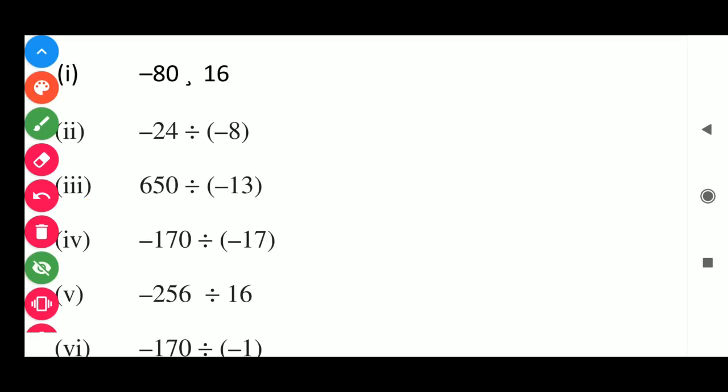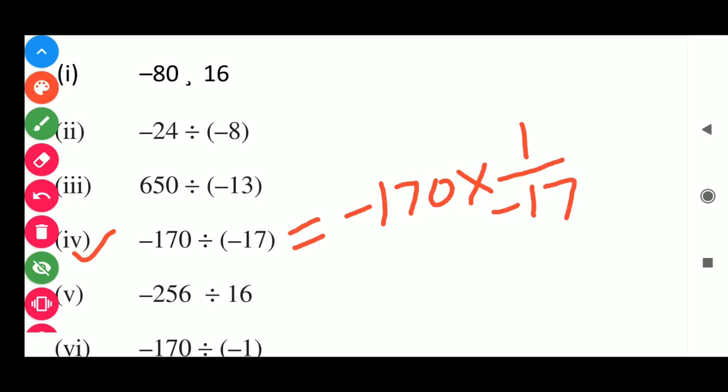Now come to the fourth question. That is minus 170 divided by minus 17. How can we solve this? Minus 170 into 1 upon minus 17. First, the minus signs cancel out each other, and 17 tens are 170. So you can write 10 as the answer.